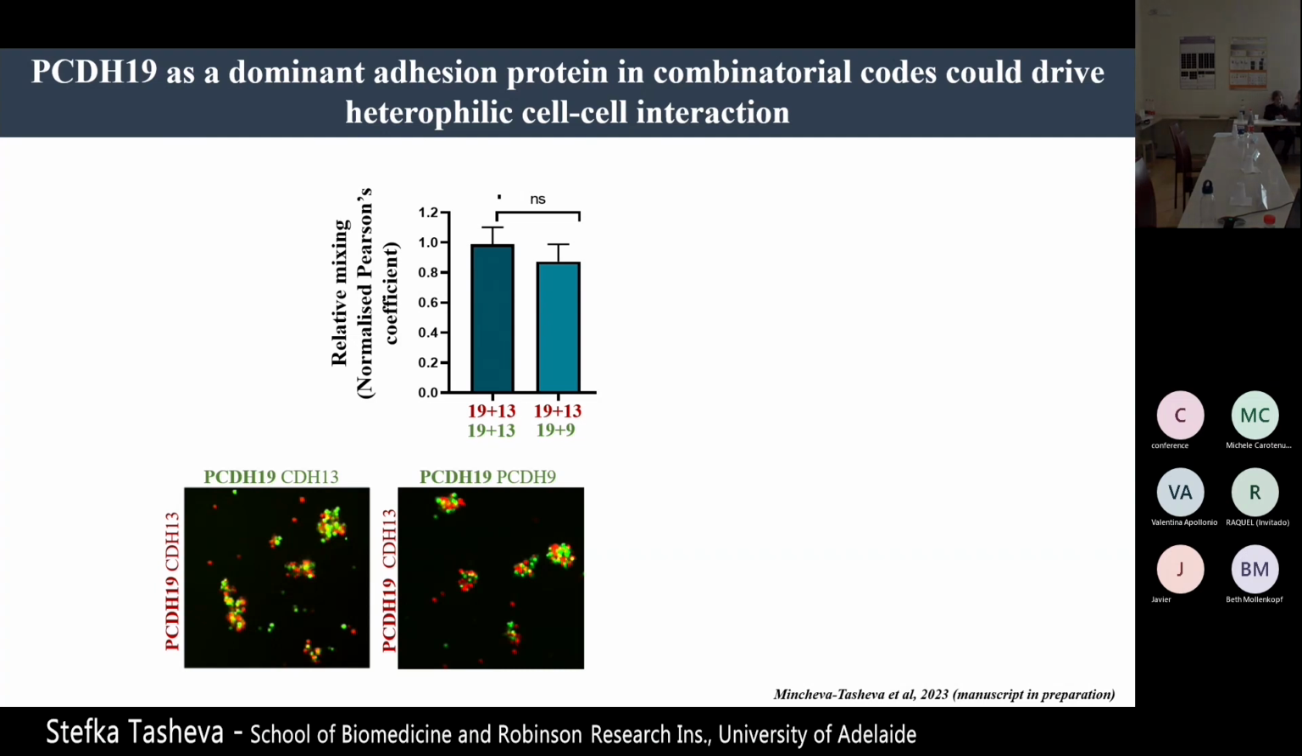So we mix cells that express PCDH19 and cadherin 13 with the cells that express PCDH19 and PCDH9. In both codes, PCDH19 plays a dominant role. And we have seen that actually that is enough to maintain the adhesion abilities between them. That's something that hasn't been demonstrated so far.